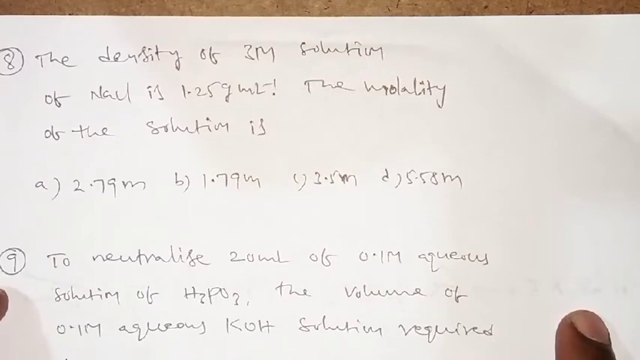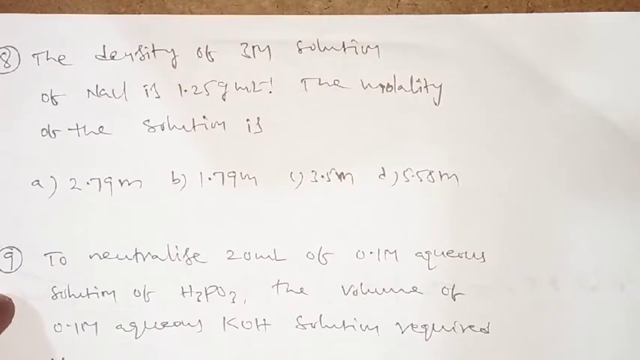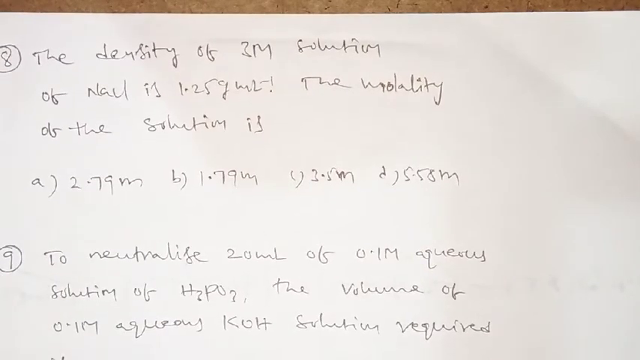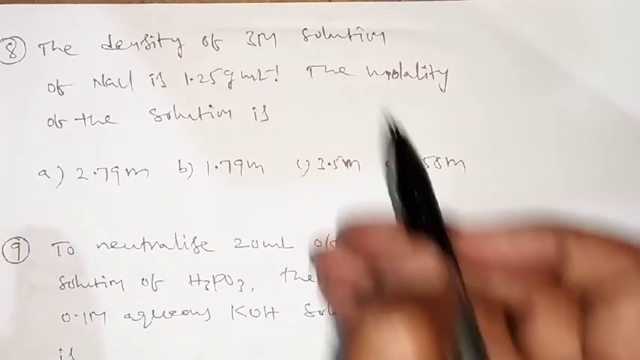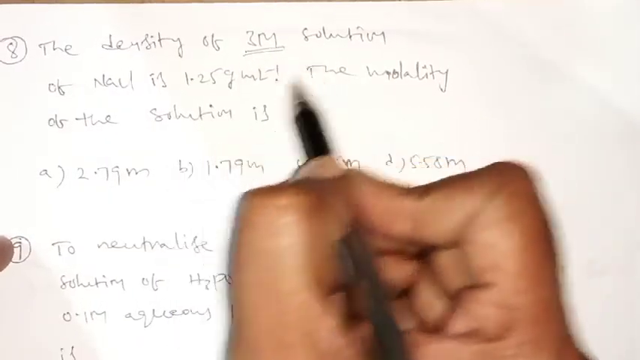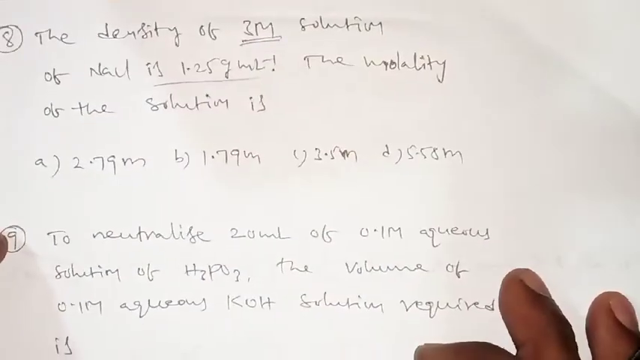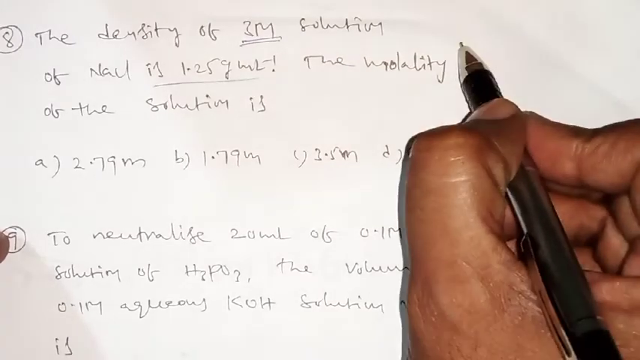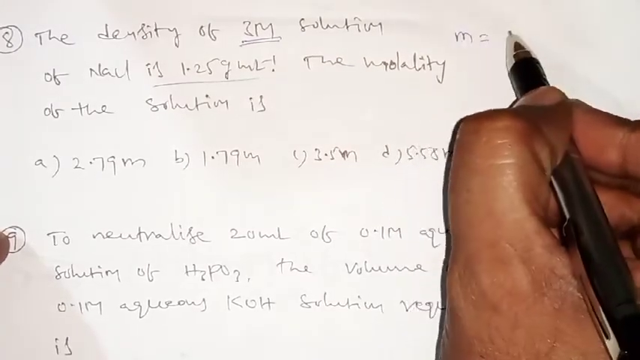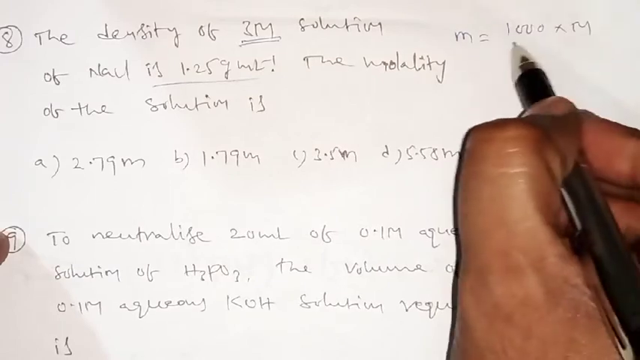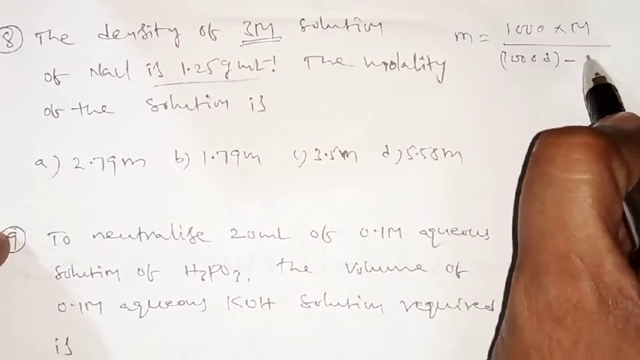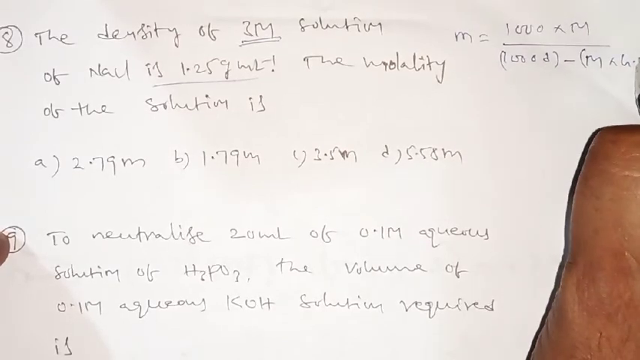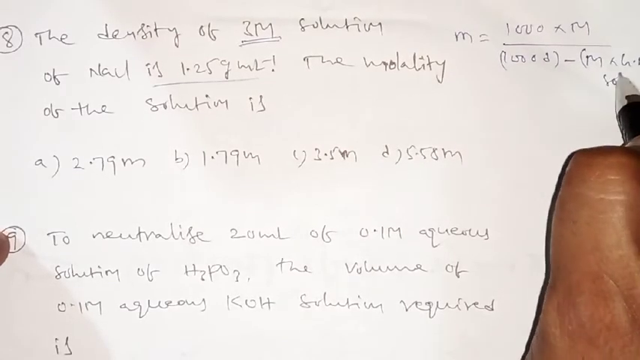The molality of the solution is... so here, molality versus density. I hope you understood the concept. Molality, the density of 3M. So molarity is given, density is given, and they are asking about the molality. For this you have to remember this formula: molality equals 1000 into M by 1000 into D minus M into gram molecular weight of solute.